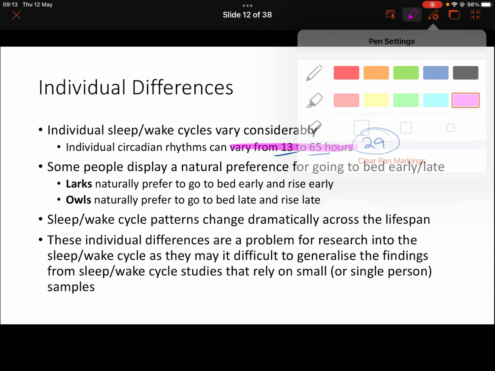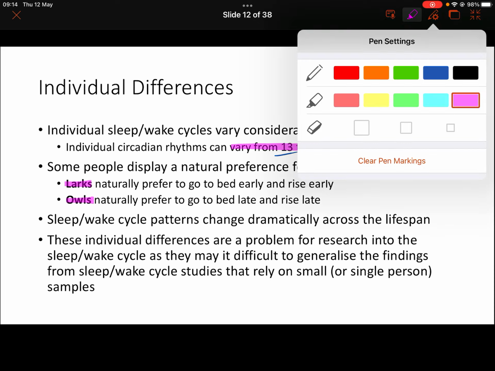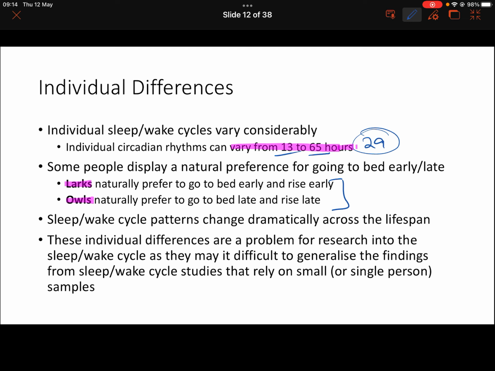We also know, and I'll get you guys to do a little test on this yourselves so you can see where you fall, that we can categorize people as either larks or owls. So larks tend to be people who go to bed early and wake up early. Owls, night owls, go to bed late and wake up late. And so we know that people have different preferences for when they go to bed and when they wake up, highlighting individual differences in circadian rhythms.